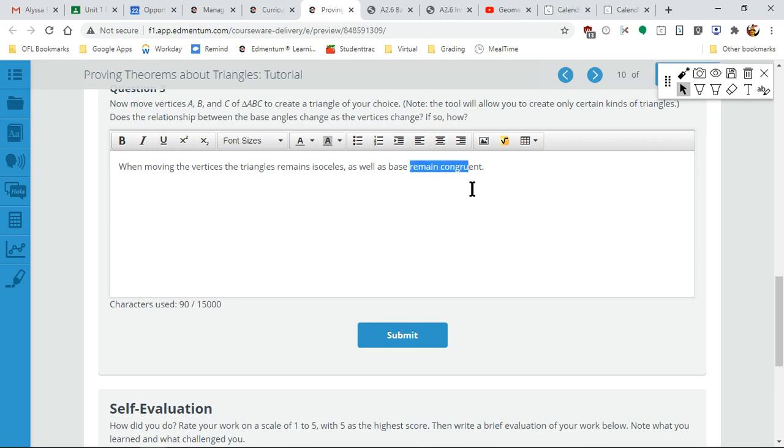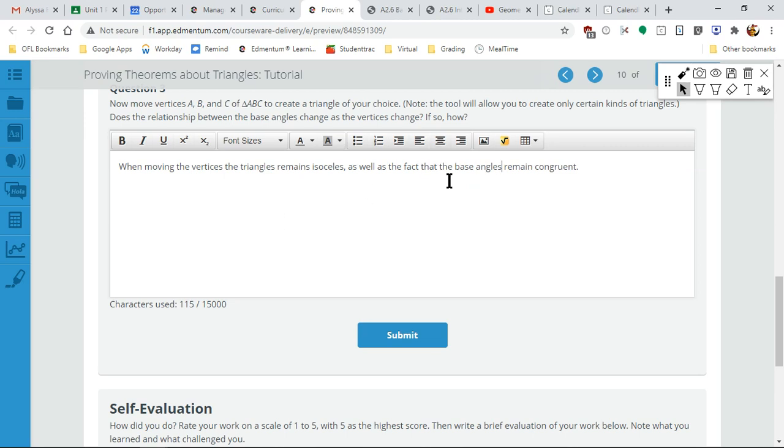Because I'm saying that it remains congruent as well as the base angles remain. The base angles, well, no, I like the way I wrote it before. It was a little long-winded, but it explains that the base angles remain congruent.